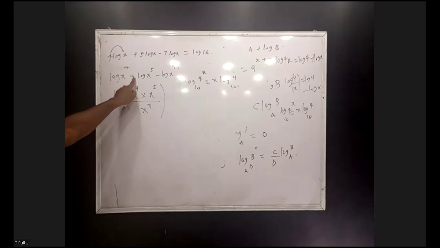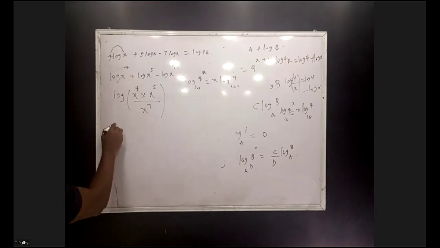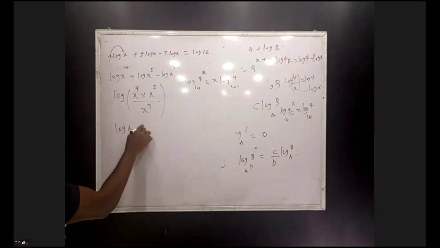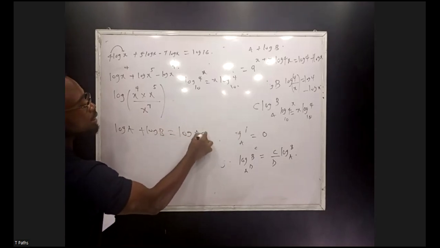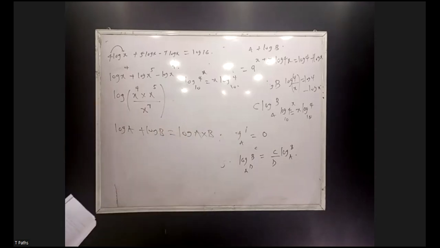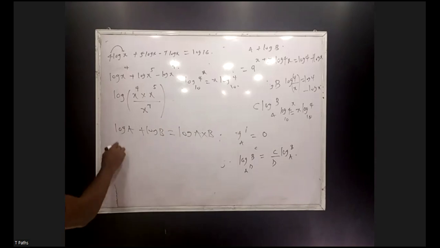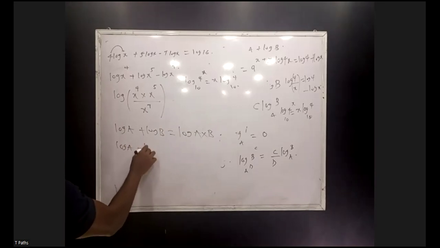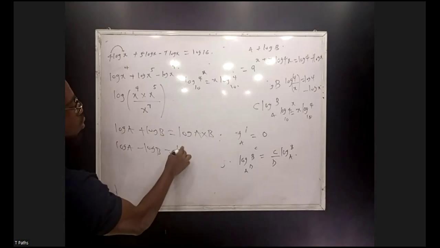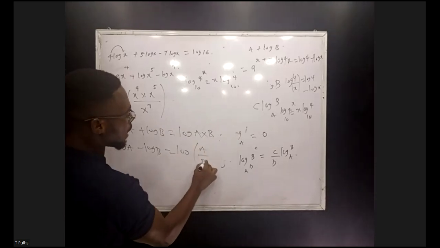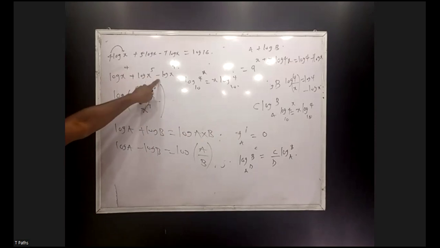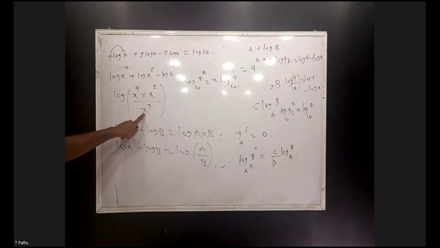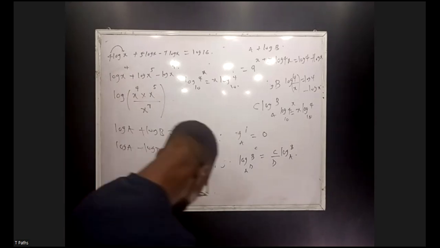This plus here is turning to this times. Remember, I said that log A plus log B will give us log A times B. And I also said that log A minus log B will give us log A divided by B. So this plus is turning to this times, while this minus is turning to divide. Am I making sense?